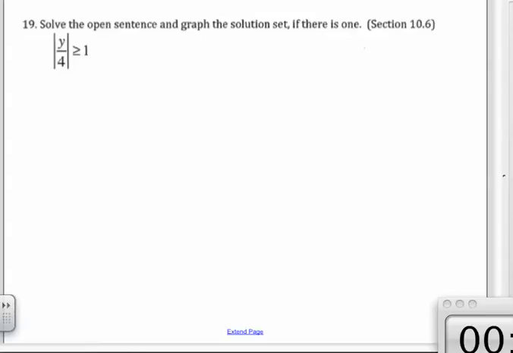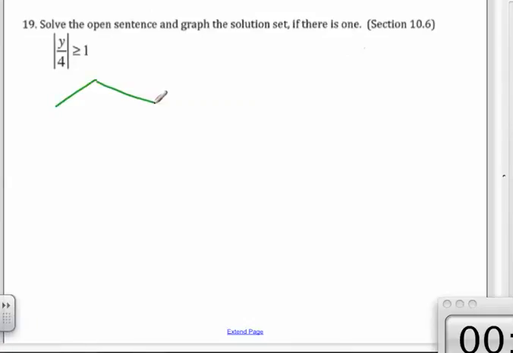Okay, guys, number 19 says, solve the open sentence and graph the solution set if there is one. Now I've got the absolute value of y over 4 is greater than or equal to 1. Do I need to clean this up at all before I write two inequalities? Arjun? No, because there's nothing outside that absolute value that I need to get rid of. Okay, the absolute value is by itself. So I'm ready to go ahead and write this as two separate inequalities.